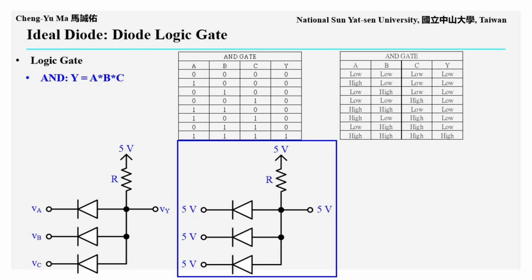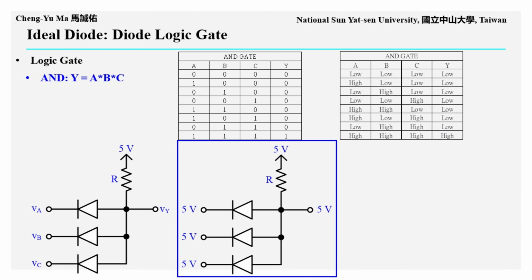For example, let the low voltage be 0 volts and the high voltage be 5 volts. When all input terminals are at the high level of 5 volts, none of the diodes provides a conducting path to pull the output low. Therefore, the output voltage remains at the high level of 5 volts.